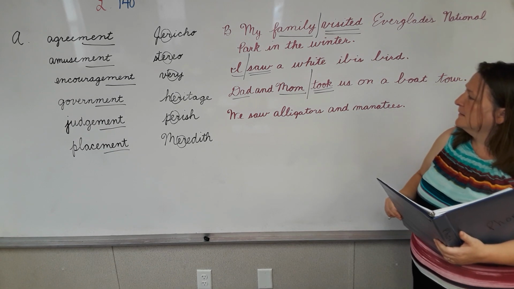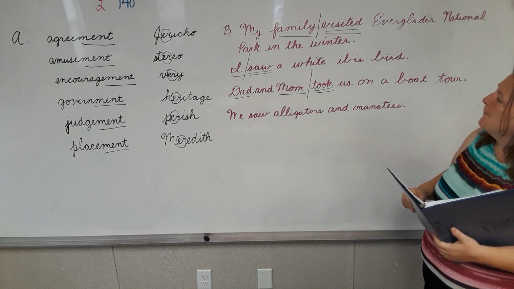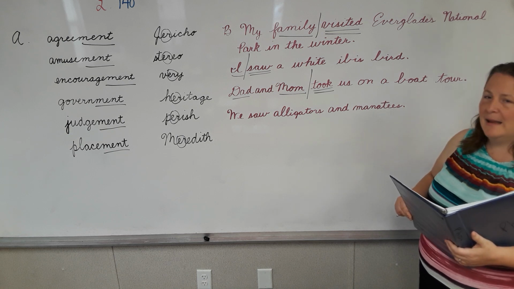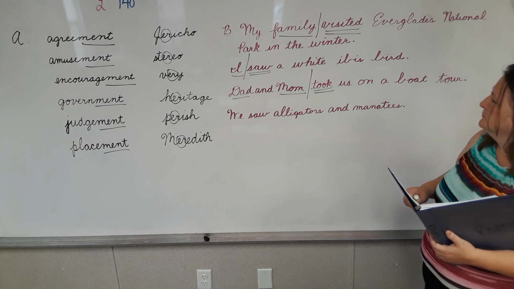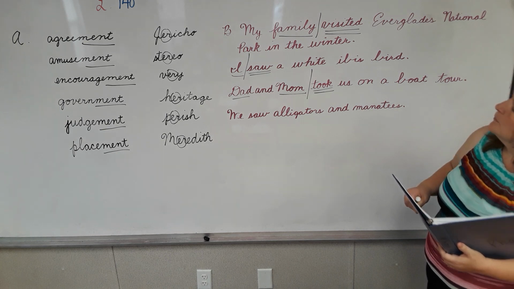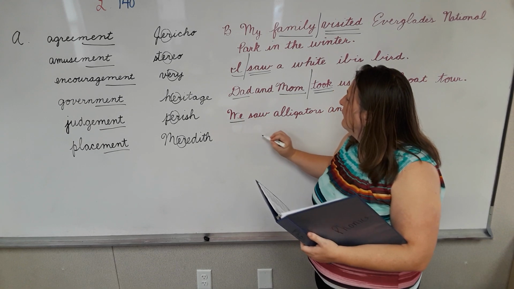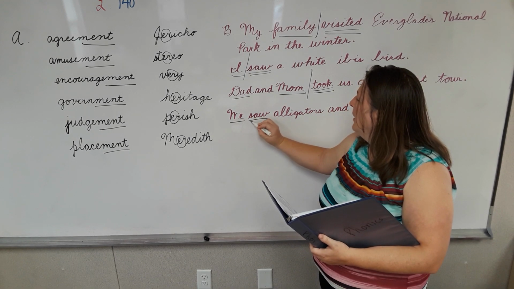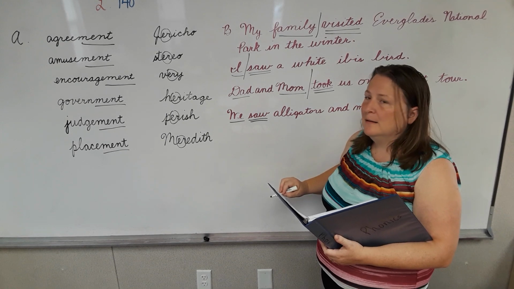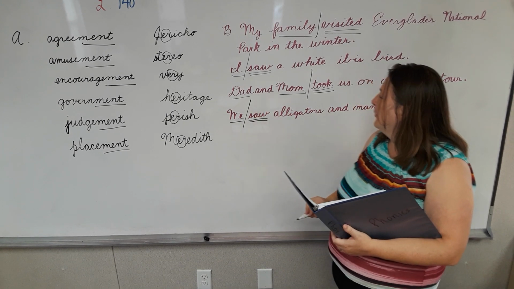Read the last sentence. We saw alligators and manatees. What's the subject? We. What's the verb? Saw. Where do we divide it? Between the subject and the verb.